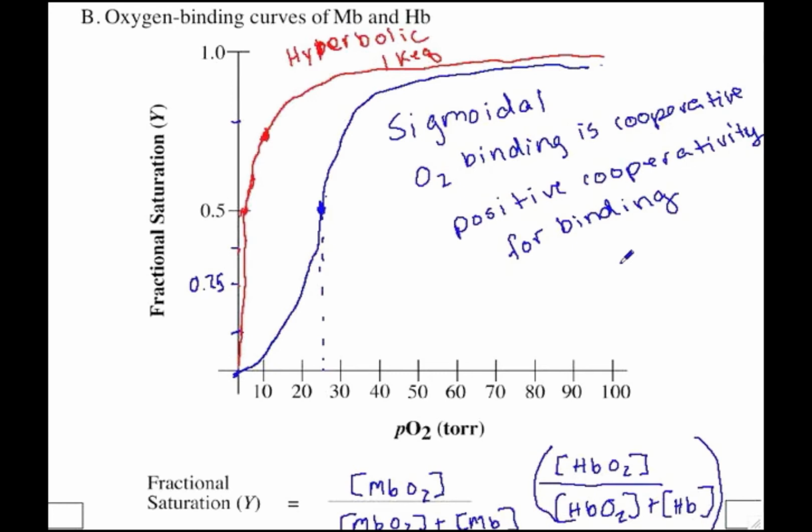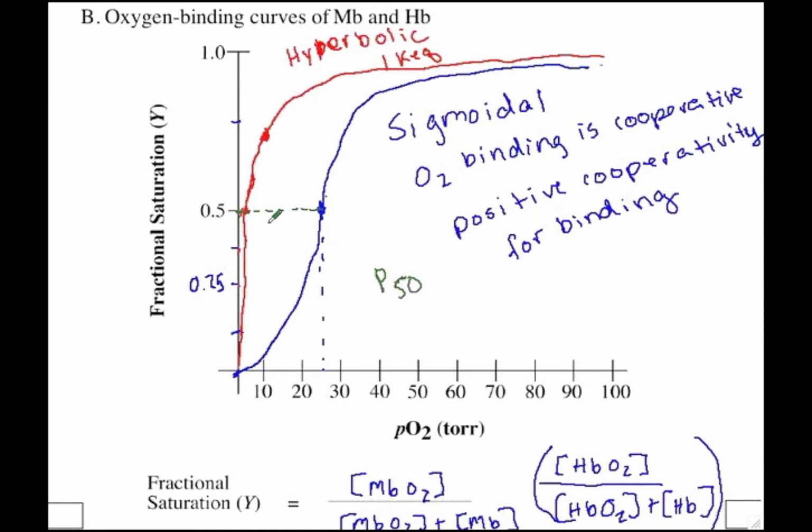Now there's an important point on these curves that is often talked about. This is the point at which the molecules are 50% saturated. So if we draw a bit of a dotted line out here to what we call the P50. The P50 describes the point at which the fractional saturation is at 50%.